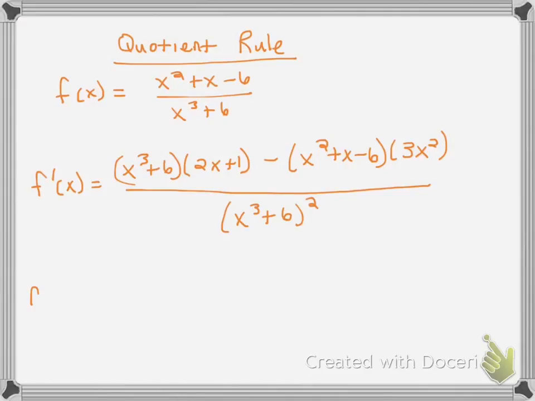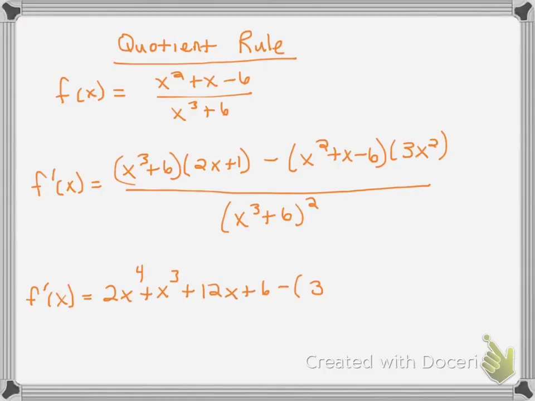All right. Now that's the actual derivative part. That's the only calculus stuff that you have to do with this problem. Everything else is going to be algebra. So you have to multiply x cubed plus 6 by 2x plus 1. Multiply all of that stuff out. And when you do that, you end up getting 2x to the fourth plus x cubed plus 12x plus 6.